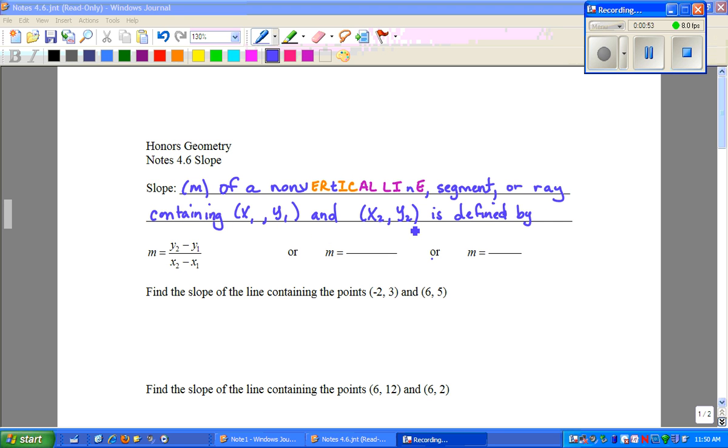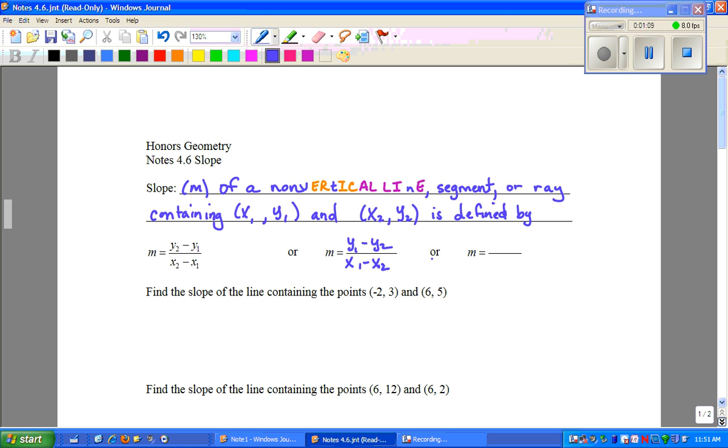Slope, referred to as the letter M, of a non-vertical line, segment, or ray that contains the points (x1, y1) and (x2, y2) is defined by y2 minus y1 over x2 minus x1. You need to memorize that. Or you could flip it as y1 minus y2 over x1 minus x2.